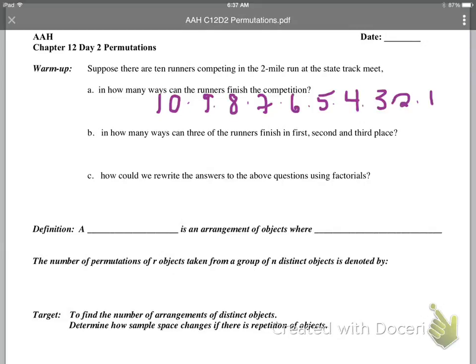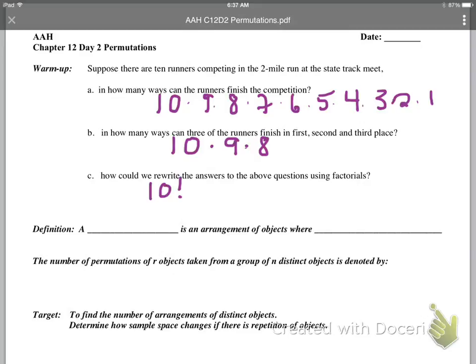And how many ways can 3 of the runners finish first, second, and third? So now we only have 3 blanks. So there are 10 for the first spot, 9 for the second, 8 for the third. And then finally, how could we rewrite the answers to the above questions using factorial? So this, I think, is going to be a little more challenging. A, as I already said, could be 10 factorial.